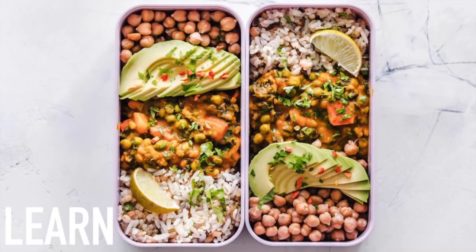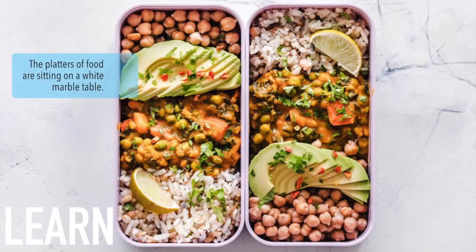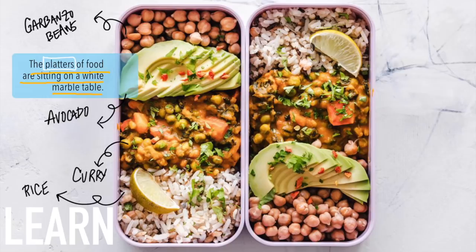Here we go. Remember, the first part is L for learn. So we have an image right here, and we're going to learn in context. This is the sentence: The platters of food are sitting on a white marble table. Now, if we look at this image, we can see that there are different things in the picture. For example, we see that there are garbanzo beans, these beans right here that you see in the picture. Then we have an avocado right here. We have it sliced on the picture. I love avocado, by the way.